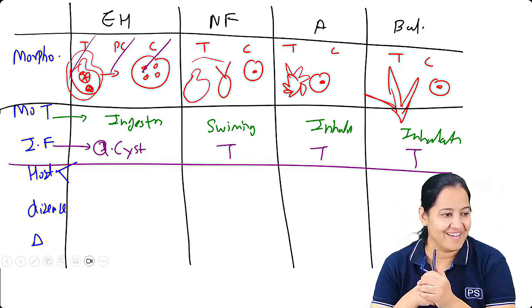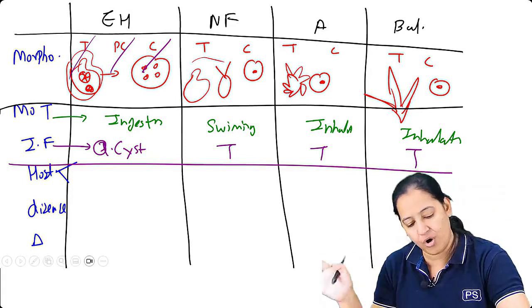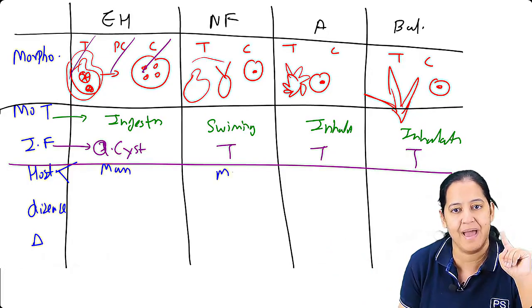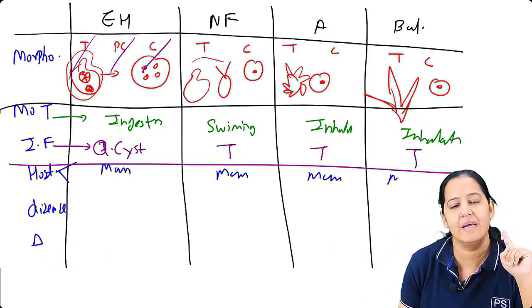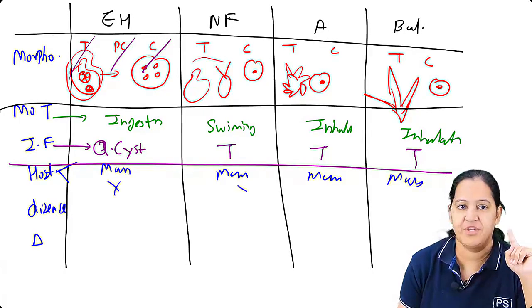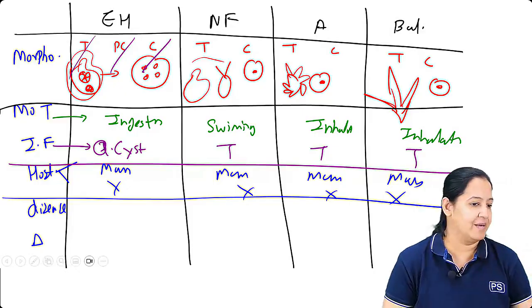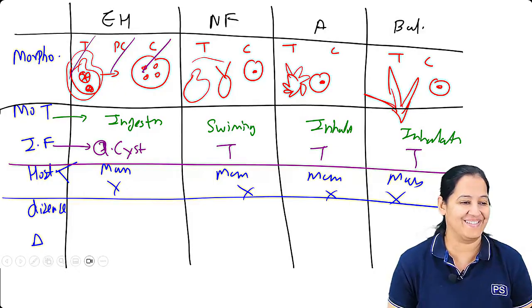Okay, host: in all of them, the host is only one, man. The definitive host is man. There is no intermediate host in any of them. So all of them have a simple, direct life cycle, not complex.